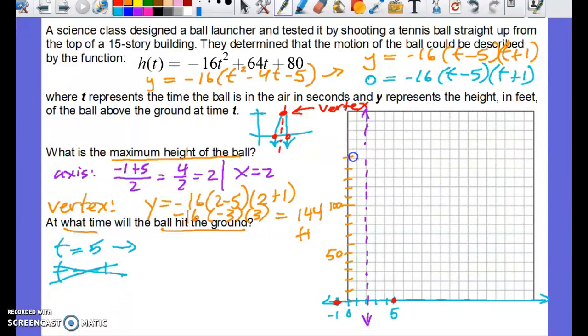And 140, 150. So right here, 144 would be the maximum height. It should be about right there on my graph. And now I can see what the maximum height of the ball would be. It'd be 144 feet at the vertex.